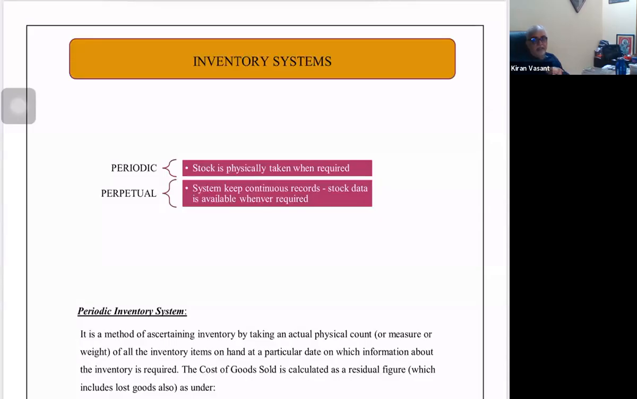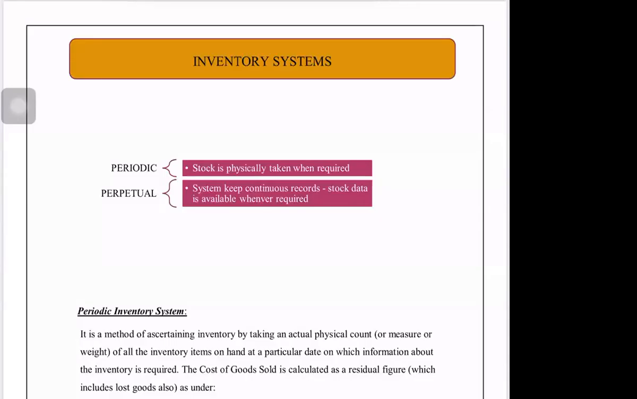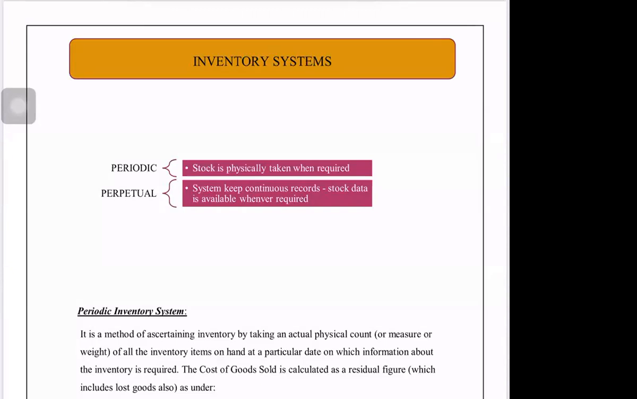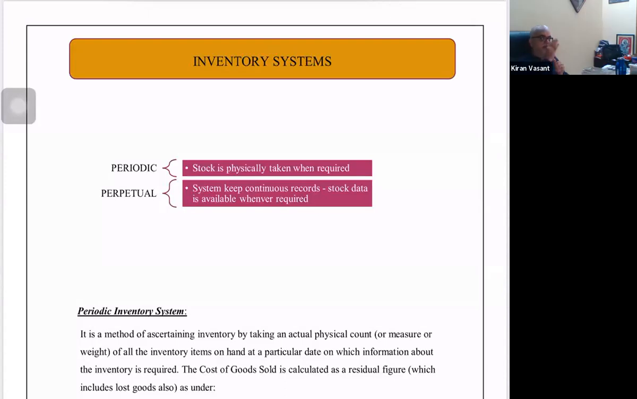Let's look at the inventory recording systems. There are two systems. One is called the periodic inventory system and the other one is called perpetual inventory system. Under the periodic system, as the name suggests, inventory is taken at the end of a particular period. You physically take the stock and whatever you get is considered as stock. And the alternative is the perpetual recording system, where your accounting system, your billing system itself records for inventory movement.